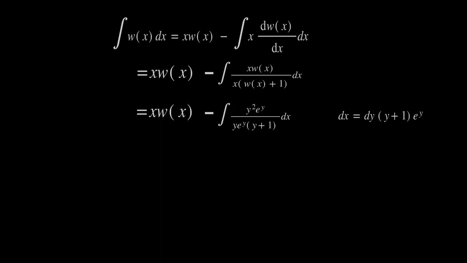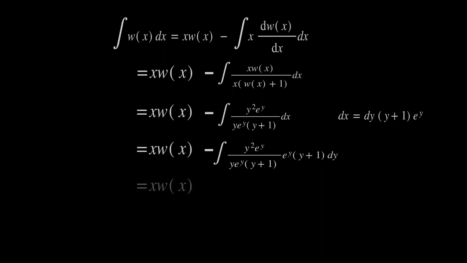Now remember when I told you to keep in your mind that dx is equal to dy times (y plus 1) e to the y? Now we gotta replace that dx in the integral with that new expression. So you get that the integral of the Lambert W function with respect to x is equal to x W of x minus the integral of y squared e to the y over y e to the y times (y plus 1), times (y plus 1) e to the y dy. Now there's a lot of simplification, and what's left is that the integral of the Lambert W function with respect to x is equal to x times the Lambert W function minus the integral of y e to the y dy. Well, that's easy to calculate.